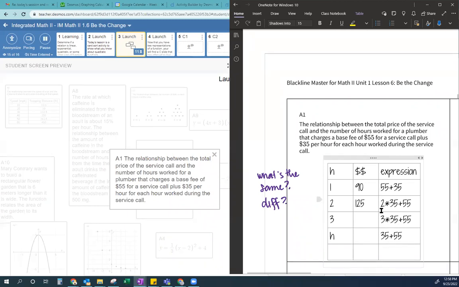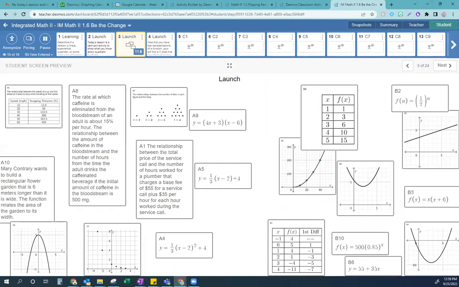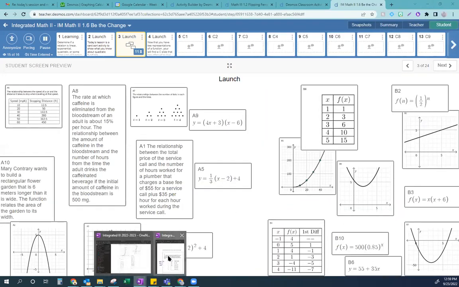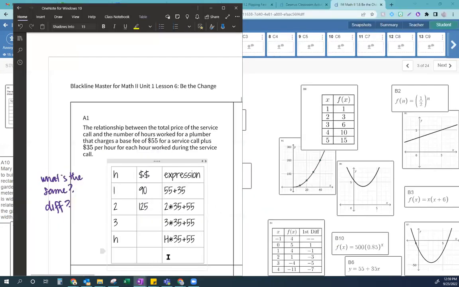If you notice here, the 35 plus the 55 is all staying the same. The one that changed was this 2 and the 3, and that was based over here. So I'm going to put my H there. I know it looks weird because it's backwards, but that's okay. You know that this is going to be rewritten when I look over there. Very strong work. So when I come back over here, I'm looking for that expression that says something like H times 35 plus 55.